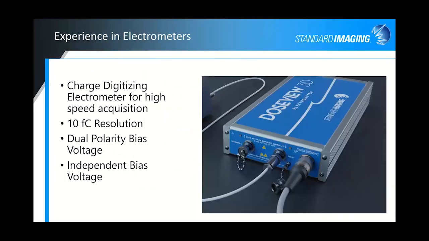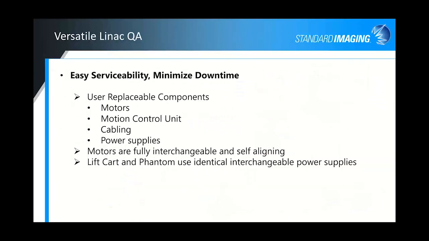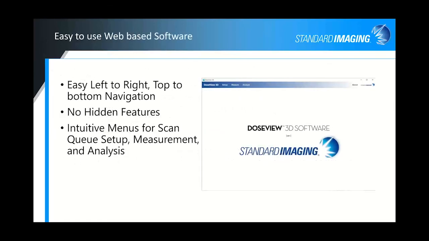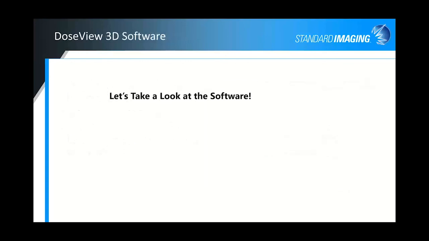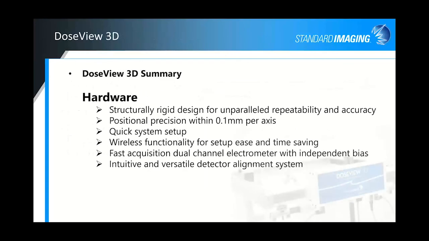Hit the wrong button. But basically, just some overviews of the hardware and software. The hardware has a very structurally rigid design for very good repeatability and accuracy. It's a very rigid framework to the system, so you don't get any flexing. So you do get that good repeatability and accuracy. All the precision positions are within 0.1 millimeter per axis.